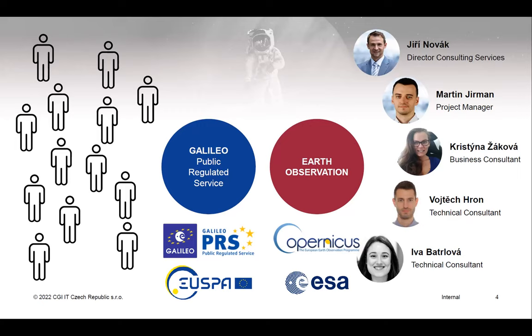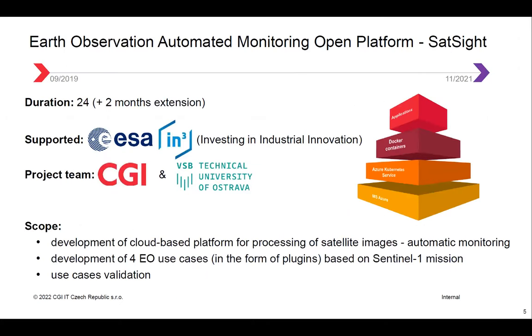And my part of the team, which is like 5 people on the other side of the screen, is doing Earth observation projects, which are using Copernicus datasets, and they are usually supported by ESA funds. And as Mr. Kaczmarzyk told you a few minutes ago, we had a project which ended at the end of last year. Quite a complicated name, Earth Observation Automated Monitoring Open Platform. But the aim of the project was to develop a cloud-based platform to process satellite images, mostly fully automatically, and to evaluate them and detect, let's say, changes which happened during the time of interest.